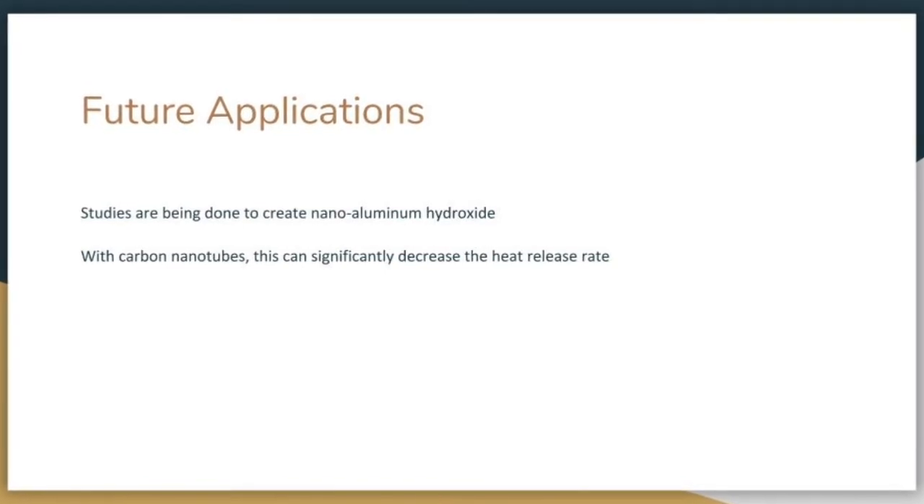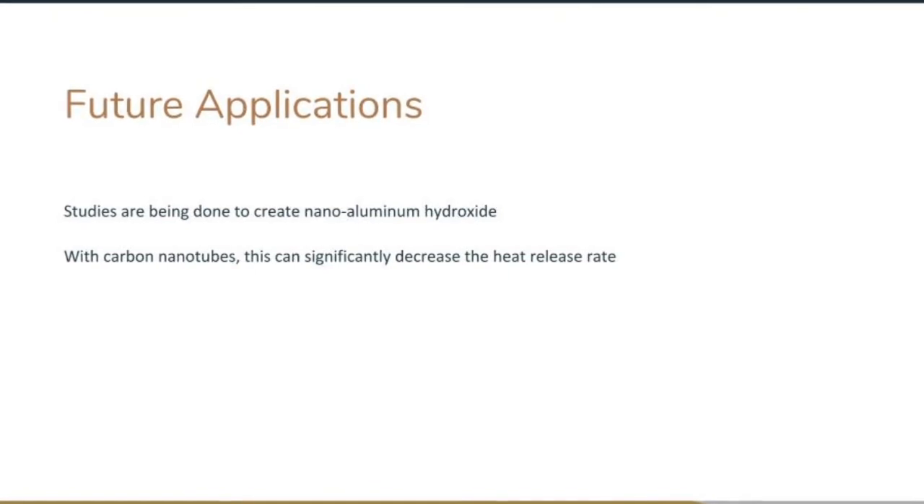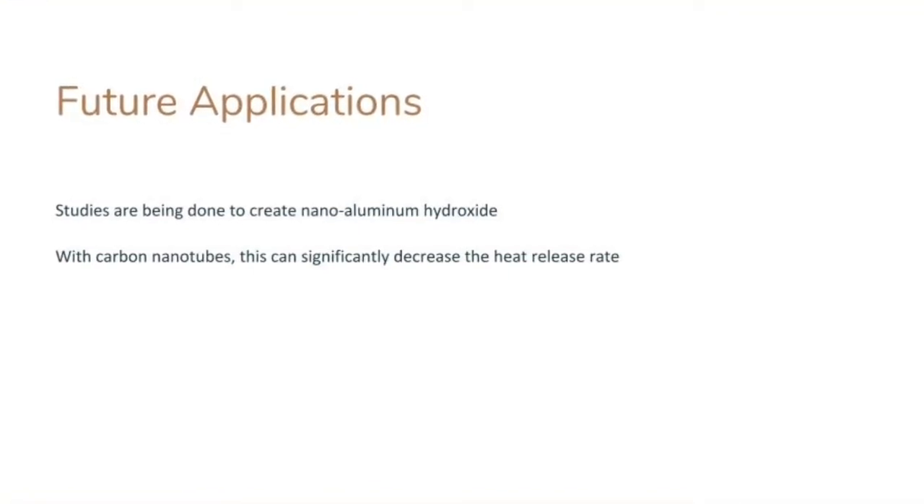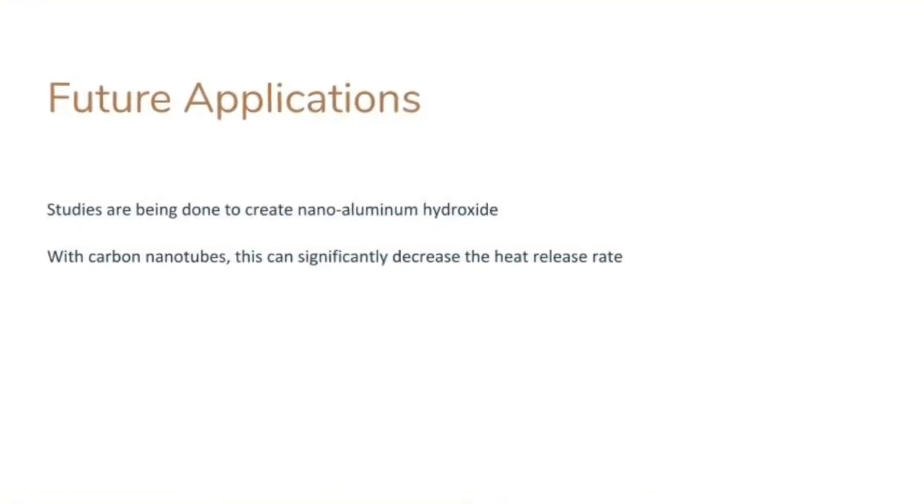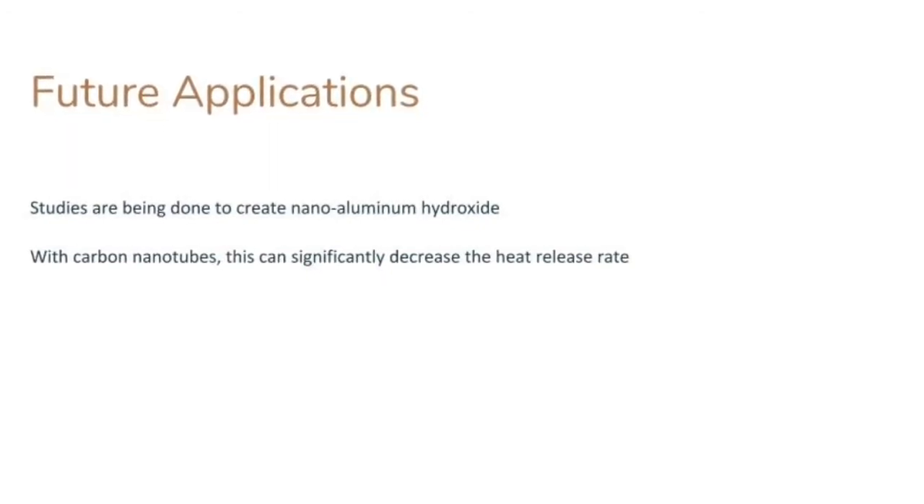In order to make aluminum hydroxide a better flame retardant in the future, research is being done to create nano-aluminum hydroxide. When put together with carbon nanotubes, these can significantly decrease heat release rates.